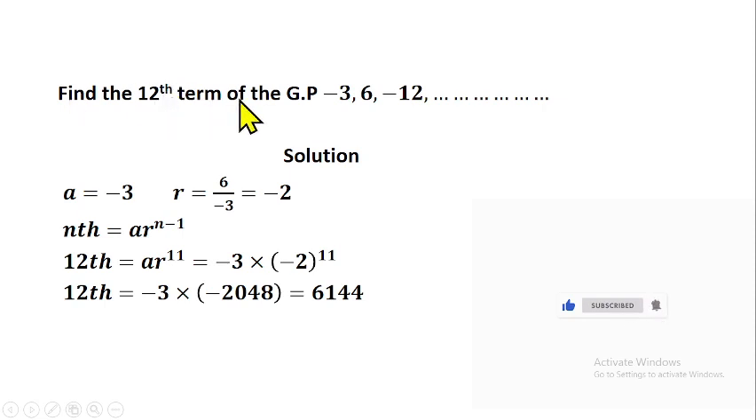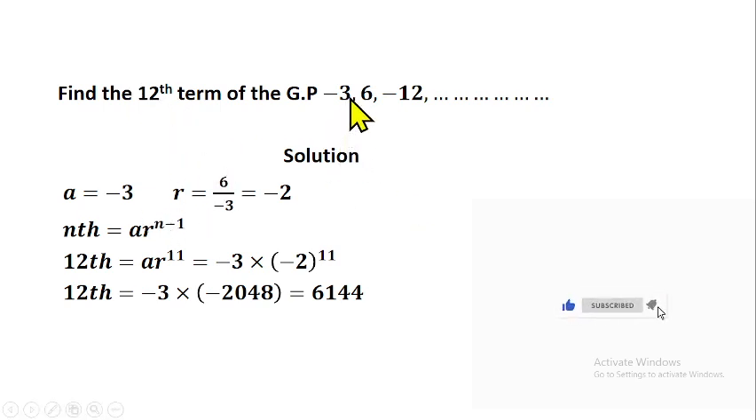Find the 12th term of the GP: minus 3, 6, minus 12, and so on. So for the 12th term, in this case, our n is what? 12. And what is the 12th term of a GP? You can get that by putting in the formula for the nth term, or you can just tell us the 12th term of a GP straight away. What is the 12th term of a GP? That is AR raised to power 11. AR raised to power 11 is the 12th term of a GP.